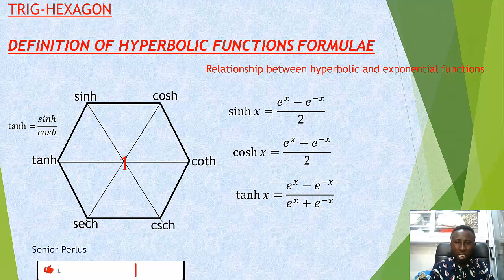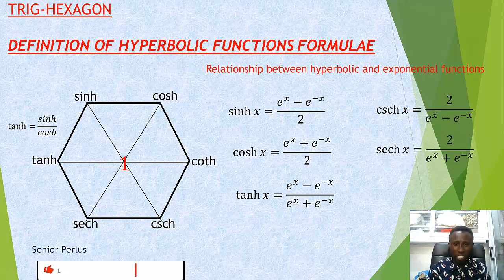We also knew that the reciprocal of sinh is cosech. Cosh is the reciprocal of sech. And the reciprocal of tanh is coth.